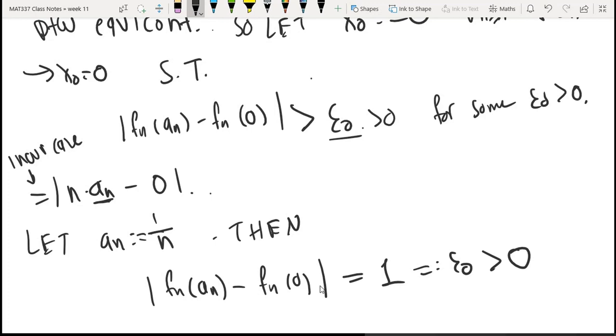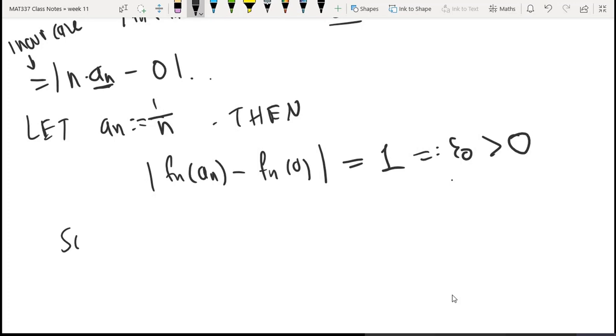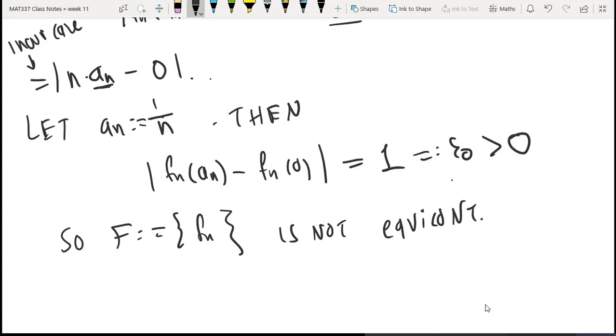Does uniform equicontinuous mean all functions in the family are uniformly continuous? Yes, that is also an implication. Okay, that's a beautiful segue. So let me give you an example. I'm hoping this is clear: F, equal to that family, is not equicontinuous.